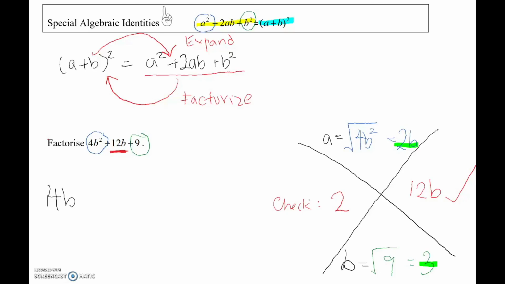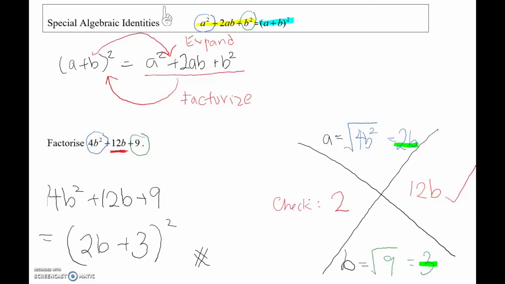So 4b square plus 12b plus 9 is equal to (a plus b) whole square, which is (2b plus 3) whole square. So this is how we factorize using the first algebraic identity.